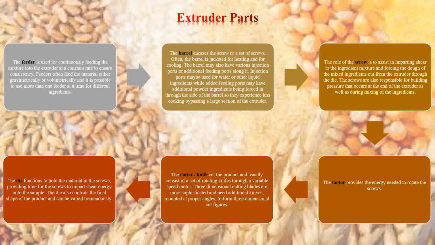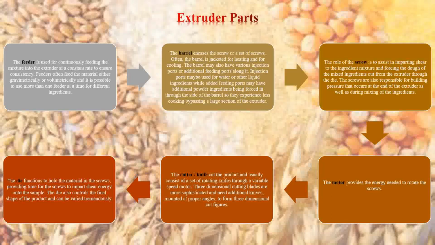The role of the screw is to assist in imparting shear to the ingredient mixture and forcing the dough of the mixed ingredients out of the extruder machine through the die. The screws of the extruders are also responsible for building pressure at the end of the extruder as well as during the mixing of the ingredients. And the next one is the motor, which provides the energy needed to rotate the screws.